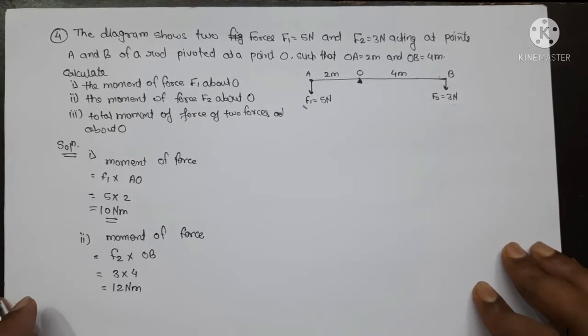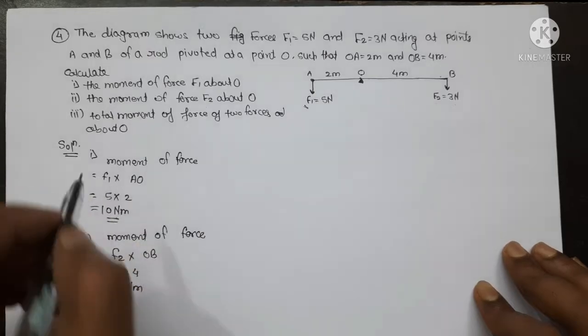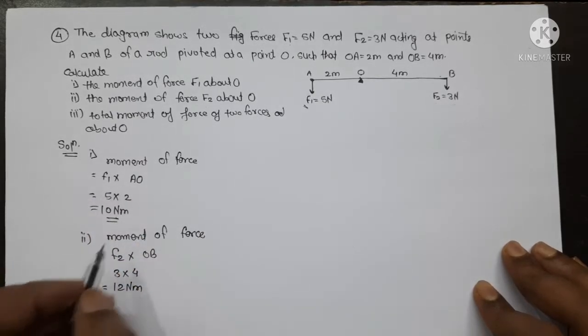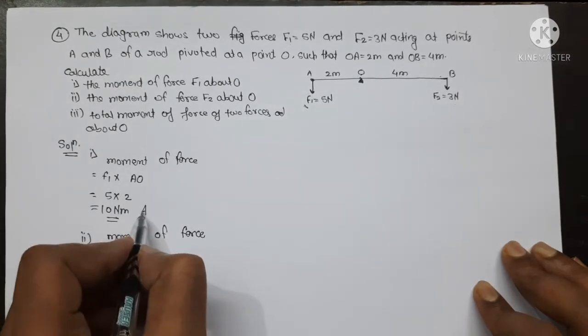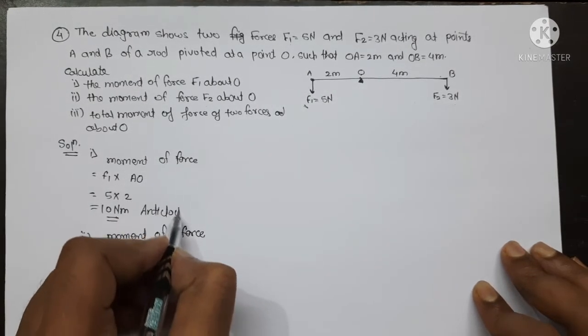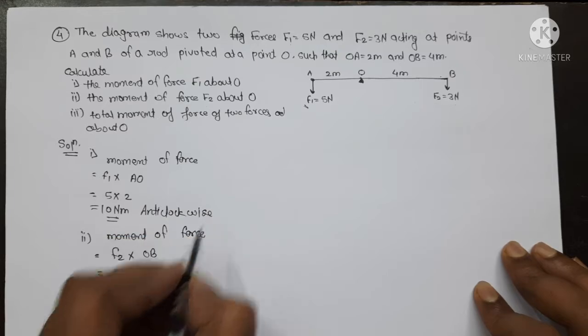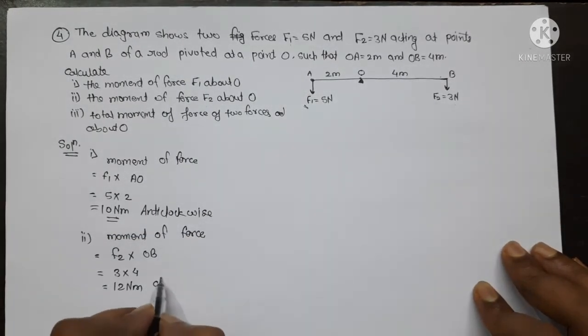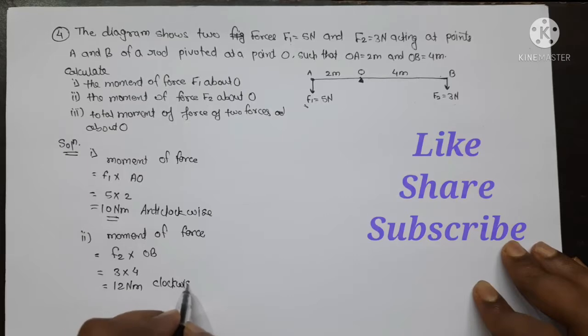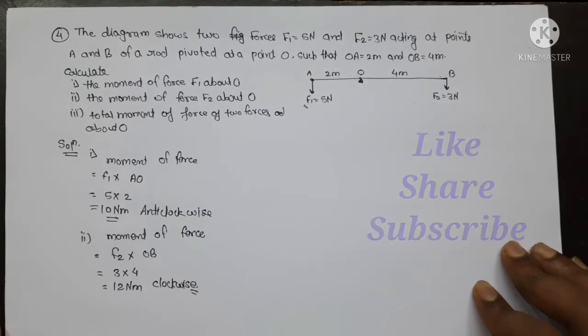Now as we discussed, these moments will be clockwise and anti-clockwise. So this is due to the first one, which was anti-clockwise, so we'll write here anti-clockwise. And here, because of F2, this is clockwise. Okay. Now the next part.